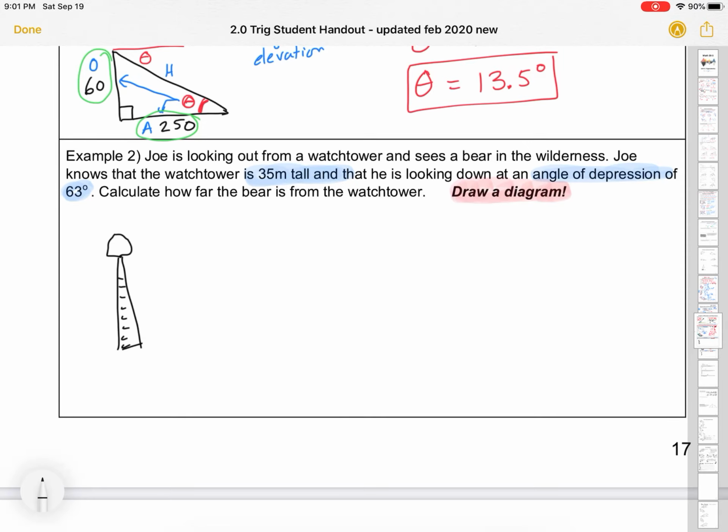So we have Joe. He's in this watchtower. Okay, this is a watchtower, we'll say. Right? And he sees a little bear. So we have a little bear here. Okay, there's a bear. Now, the bear is, we don't know. We know that the watchtower is 35 meters tall. And he can see the bear that way.